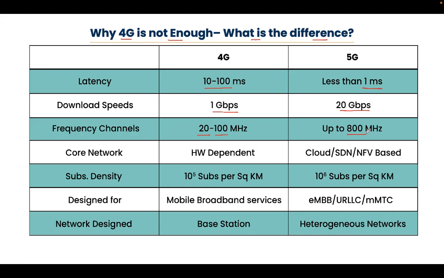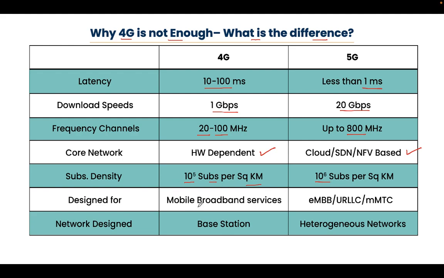The networks were mostly purpose-built hardware, and the hardware and software were tightly integrated and they used to come from the same vendor. But in 5G we are talking about a completely cloudified architecture, which is based on SDN and network function virtualization. The subscriber density was 10 raised to the power 5 subscribers per square kilometer, and in 5G we are expecting up to 1 million subscribers per square kilometer.